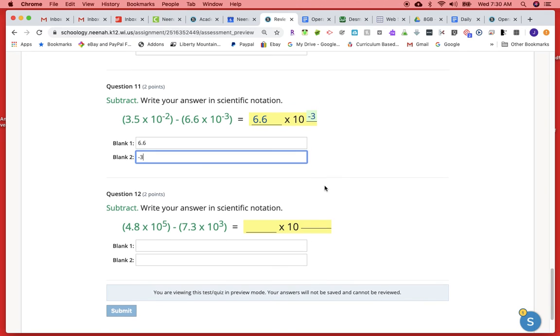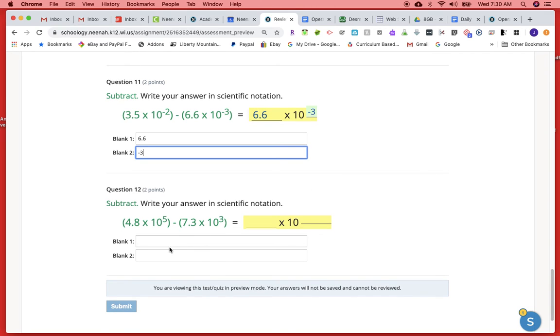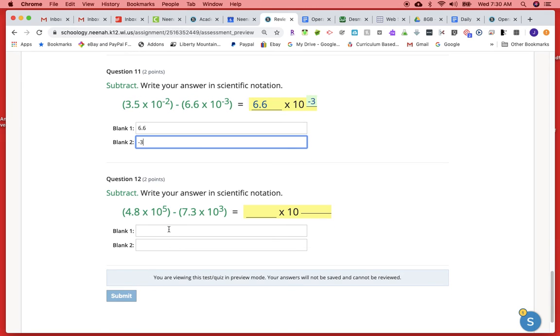All right, looking at our next one. We have 4.8 times 10 to the 5th minus 7.3 times 10 to the 3rd. Our very first step is we're going to try matching our exponents. We have different exponents, so we need to move our decimal. I want to change this 10 to the 3rd to be 10 to the 5th. I want to match it to be the bigger one. So if I want this to get to 5, I need to add 2.